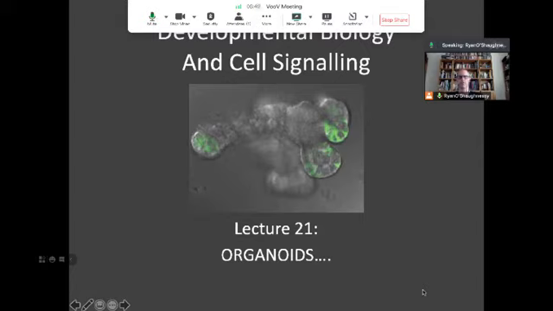So, when we finished last time, we were looking at adult stem cells and also induced pluripotent stem cells. And one of the important things we can do with both of these types of cells is create things called organoids.